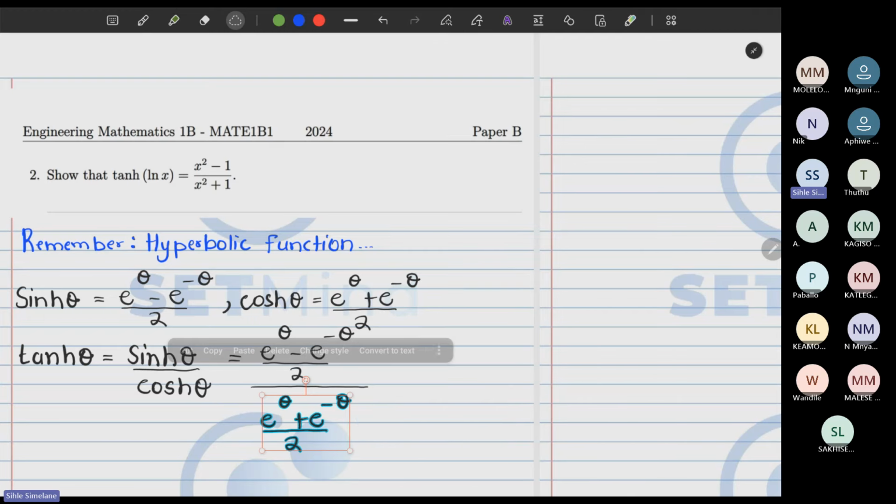Paste here. Let me create some space here, guys.